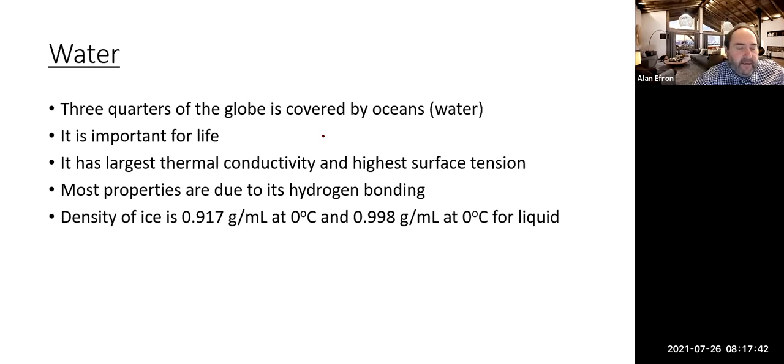So water obviously covers a lot of the world in our oceans. It has the largest thermal conductivity, and a lot of surface tension, as we talked about last time, again due to the very strong intermolecular forces of hydrogen bonding that it uses.